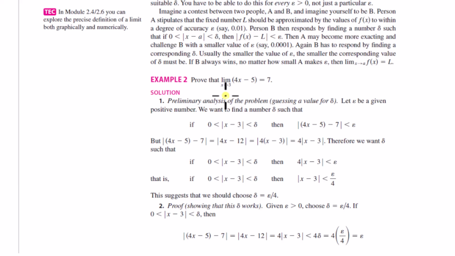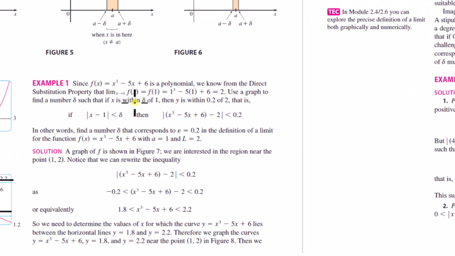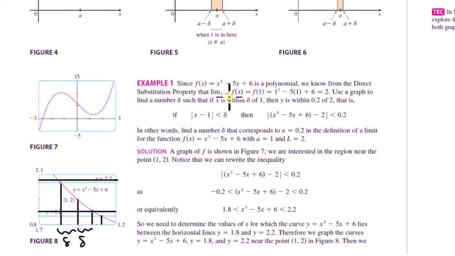But now in this example, what we want to do is prove, according to the precise definition of the limit, that this is true, that the limit as x approaches 3 of 4x minus 5 is equal to 7. But again, just note that in the previous example, we didn't prove that this limit as x approaches 1 of this f of x is equal to 2. We didn't prove that officially here.